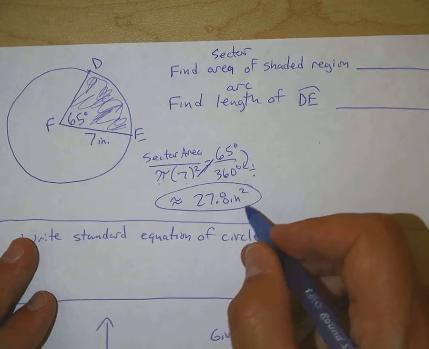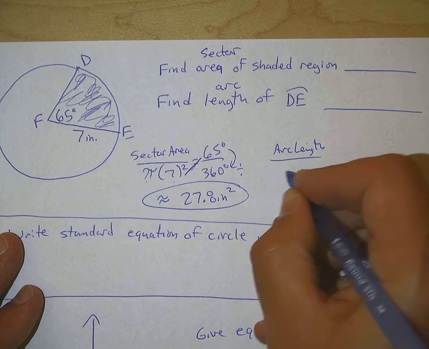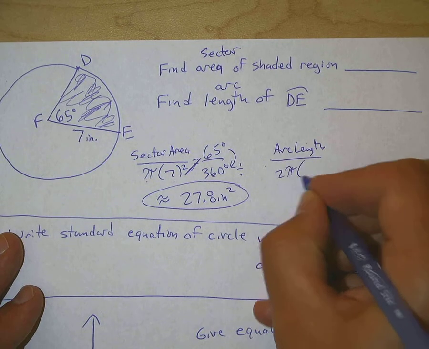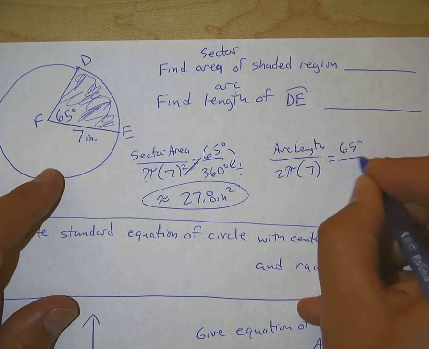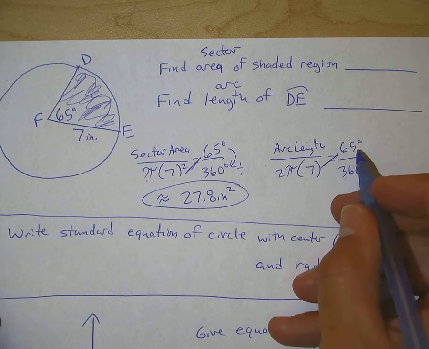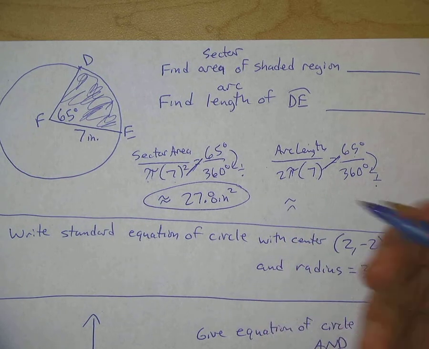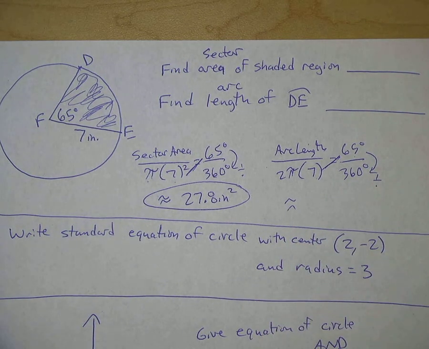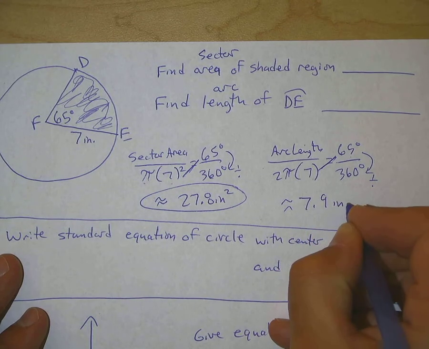The arc length over 2 pi r, so I put in that 7 again. It's right here, equals 65 over 360. So do the same type of thing. I multiply 2 times pi times 7 times 65 and then divide it by 360 to get my arc length. So let's do that very quickly. I get about 7.9 inches, and that's inches because it's a length.